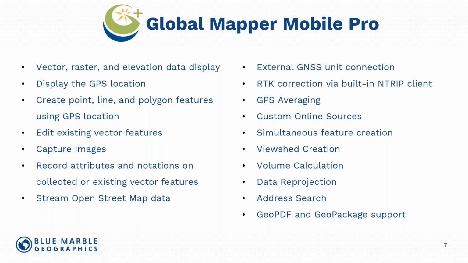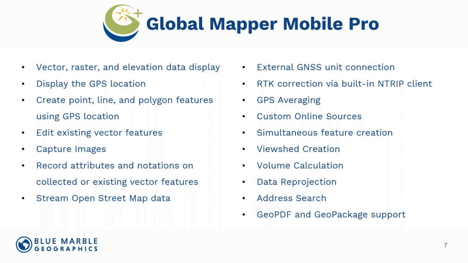The analysis tools available in Global Mapper Pro are Viewshed creation and volume calculation. And these are just some basic analysis tools based on the current location or existing features that provide some context or quick calculations in the field that can be viewed on your smaller phone or tablet device. Pro also includes options for data reprojection, a little bit of geocoding with an address search, so you can determine sort of where you are versus a point that maybe you're looking for, and then some additional file format support for GeoPDF and GeoPackage file formats, which are both fairly common.